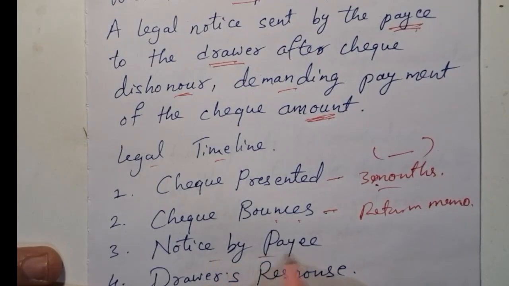And then we need to make sure that the notice is sent within 30 days, usually by a lawyer. We are going to send it once we receive the return memo. From that day, make sure that it is sent within 30 days.